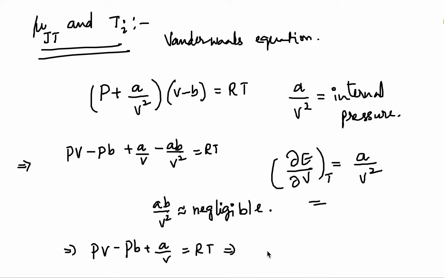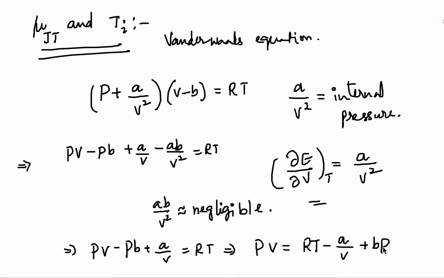So we can rewrite this equation. PV is equal to RT minus A over V. When it comes to the right side, it becomes negative A over V plus PB. So I write that as BP.